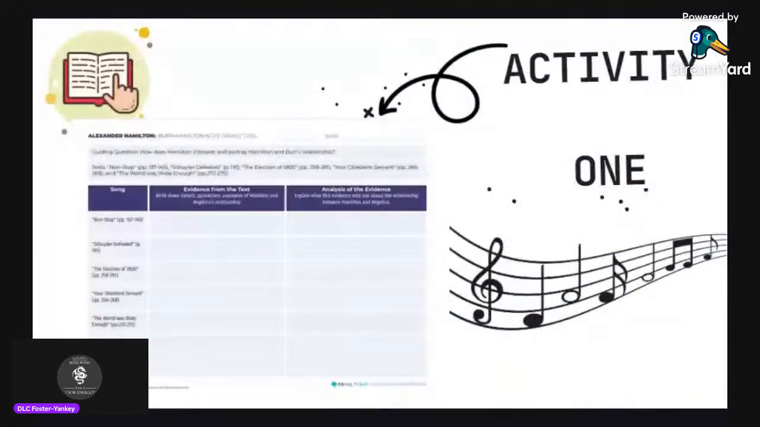In Activity 1, students review their completed Burr-Hamilton note-taking tool and think about the events and character choices that led to the duel according to the songs in the musical. A suggested support is to allow students to do this in small groups.